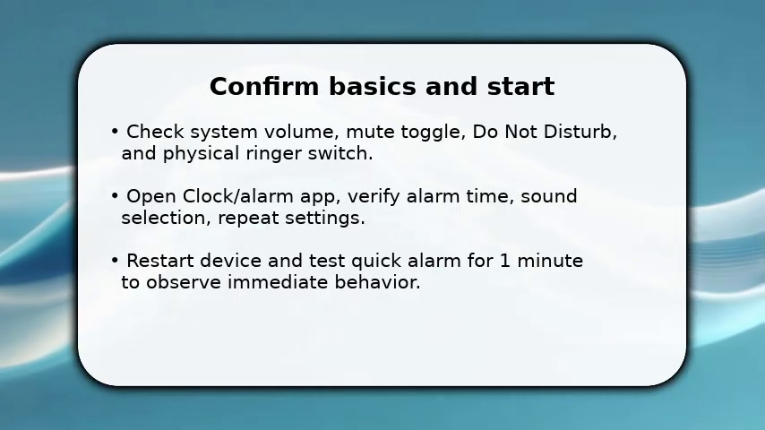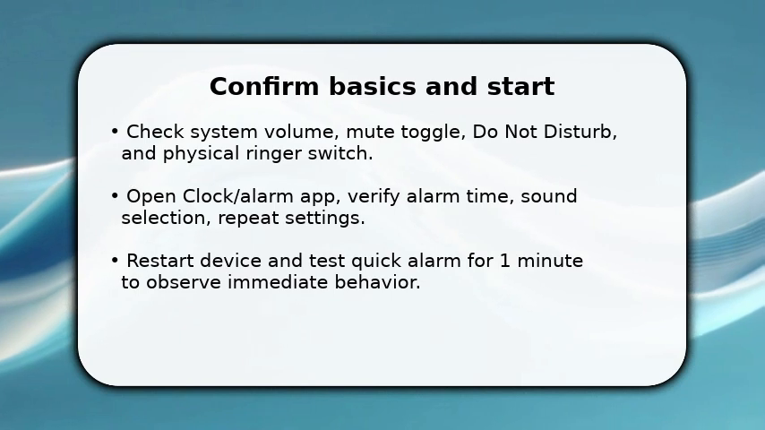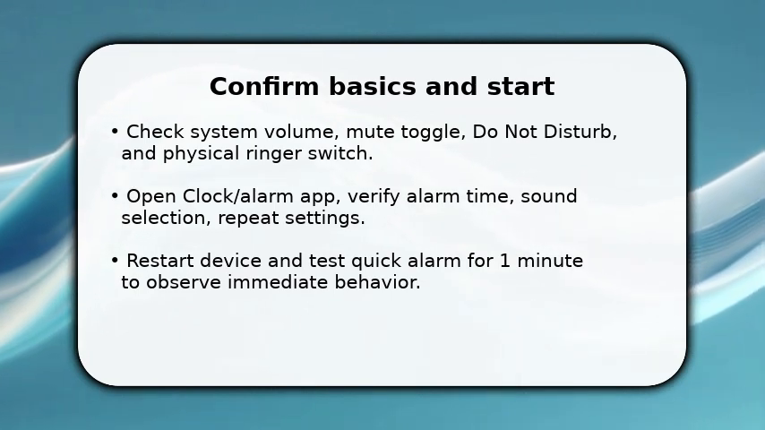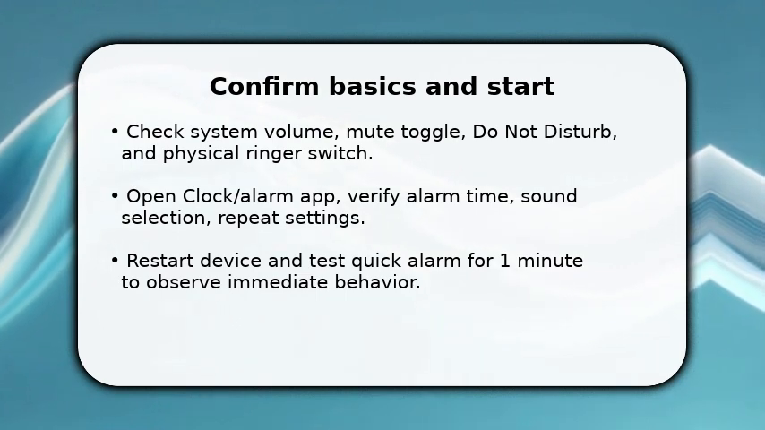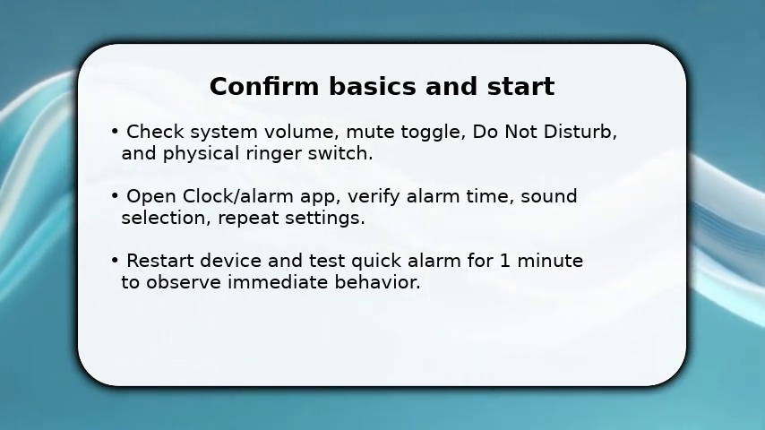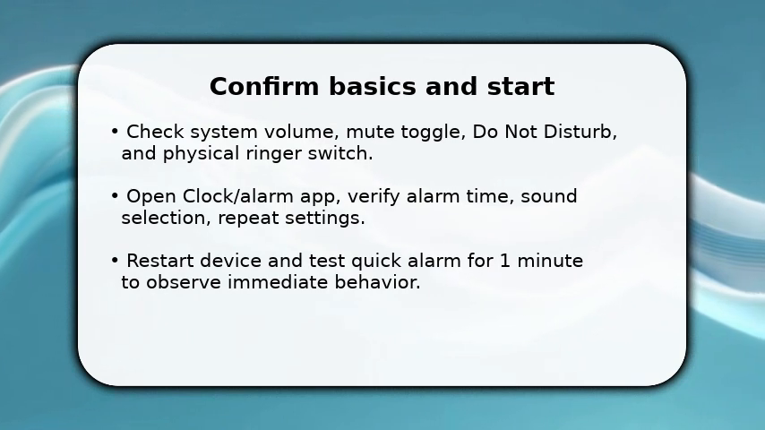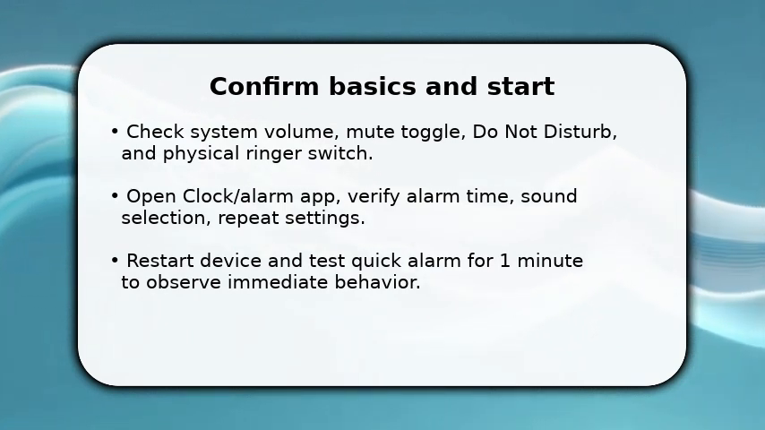You begin by confirming essential prerequisites and then take immediate action. First, check volume, mute, and do not disturb so the device can produce sound. Next, open the alarm app and confirm the selected sound and repeat schedule, because a silent tone or misset repeat often causes no audible alarm.